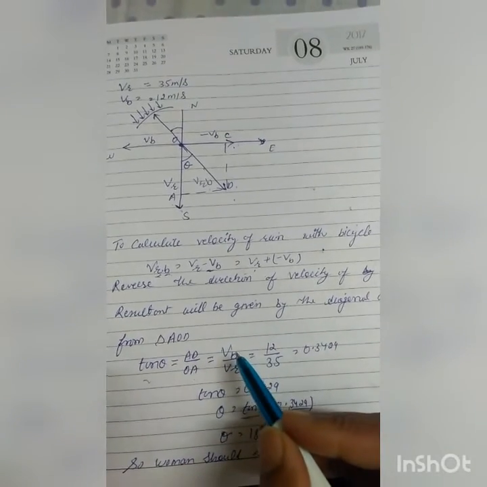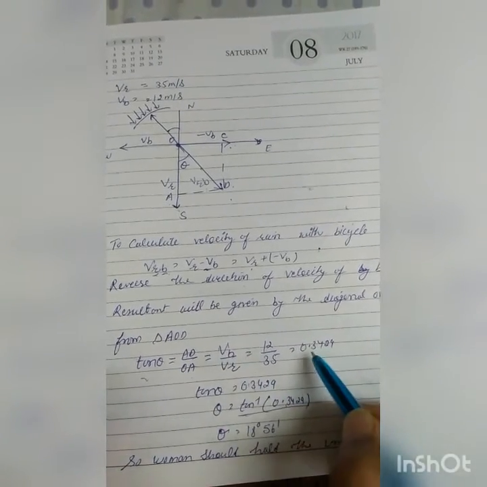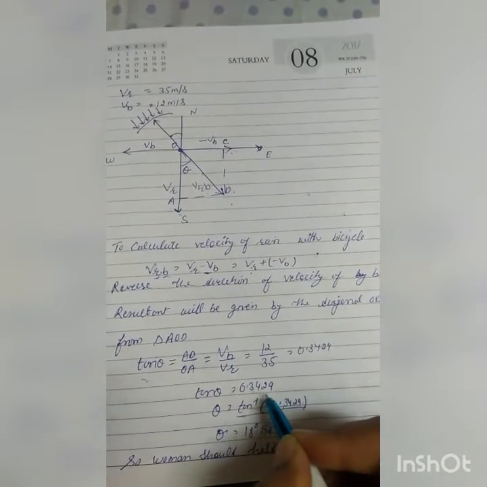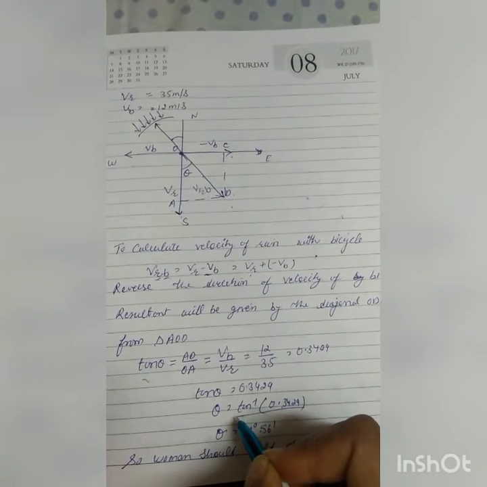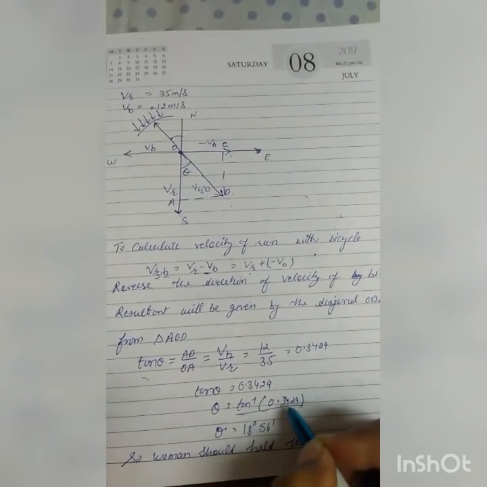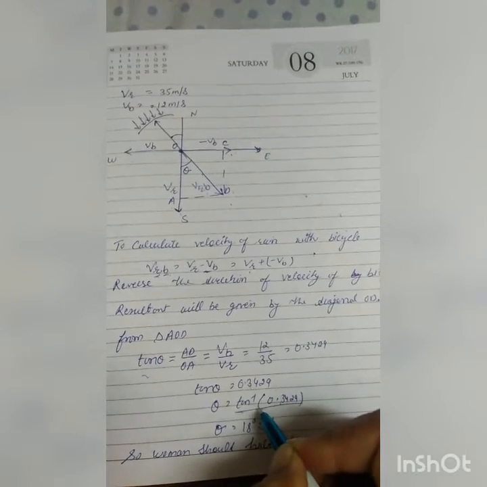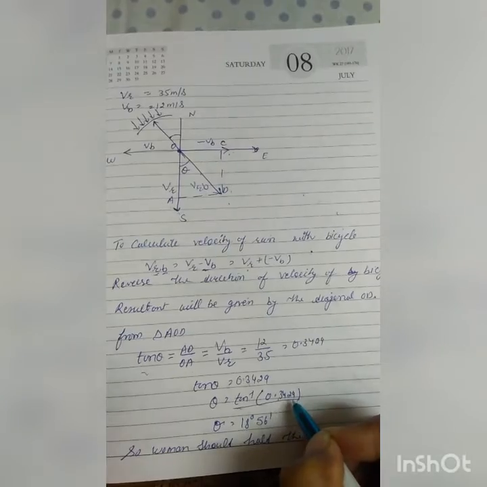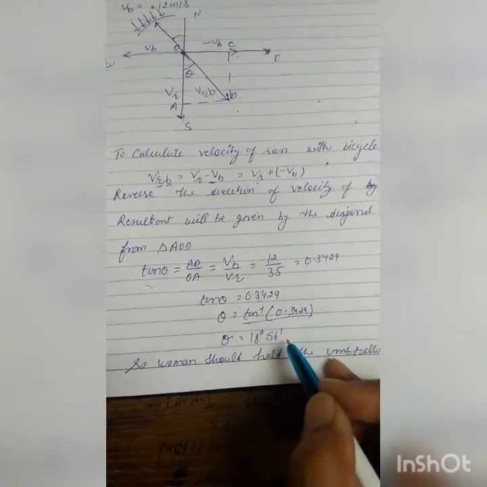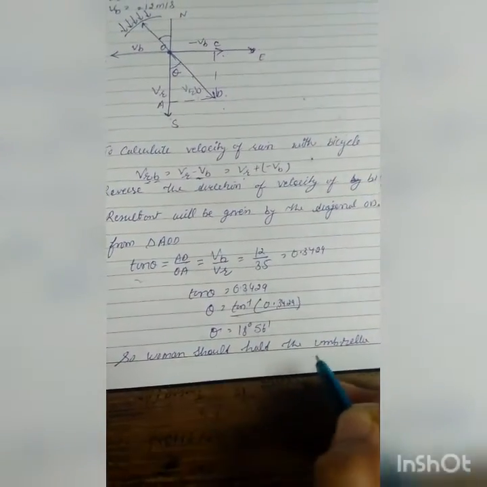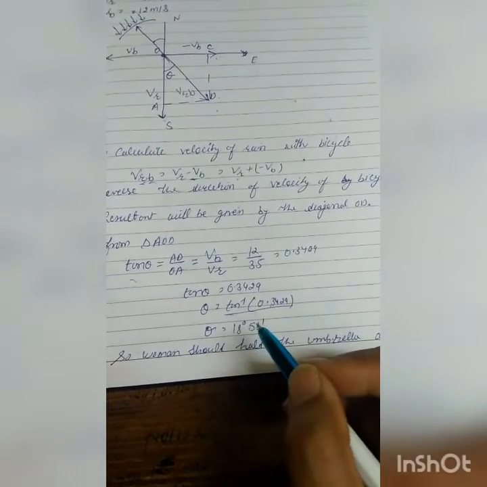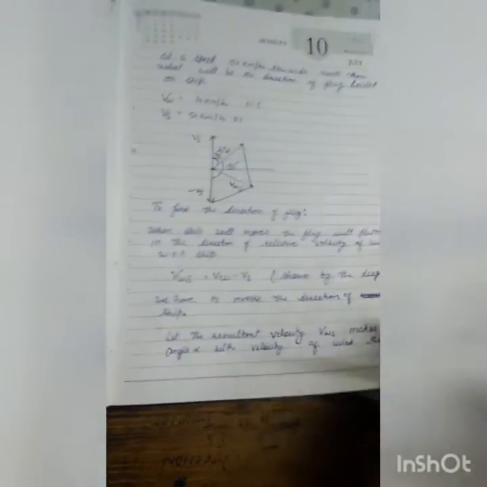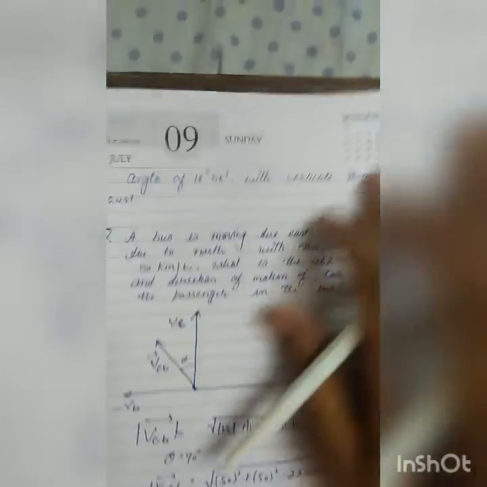Tangent theta is velocity of the bicycle upon velocity of the rain, which is equal to 0.3429. Tangent theta is equal to 0.3429, and theta can be found by tangent inverse of 0.3429. Going through the table of the tangent, we find the value 0.3429 and get 18 degree 56 minute. So the woman should hold the umbrella at an angle of 18 degree 56 minute in order to protect herself from the rain.